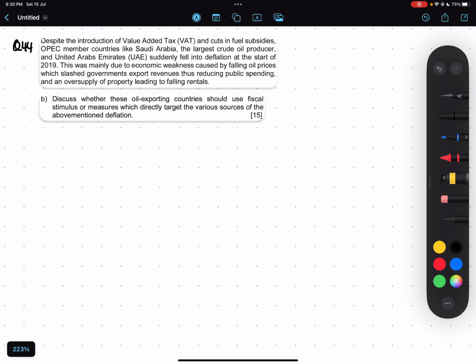Okay, so let's go on to question 44b. Question 44b asks, discuss whether oil exporting countries should use fiscal stimulus or measures which directly target the various sources of the above mentioned deflation. Okay, so this is a 15 mark. So 15 mark is 10 plus 5.